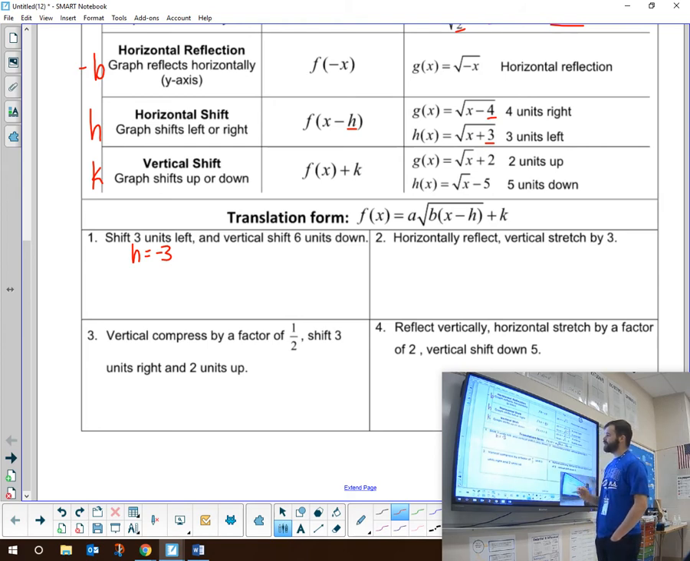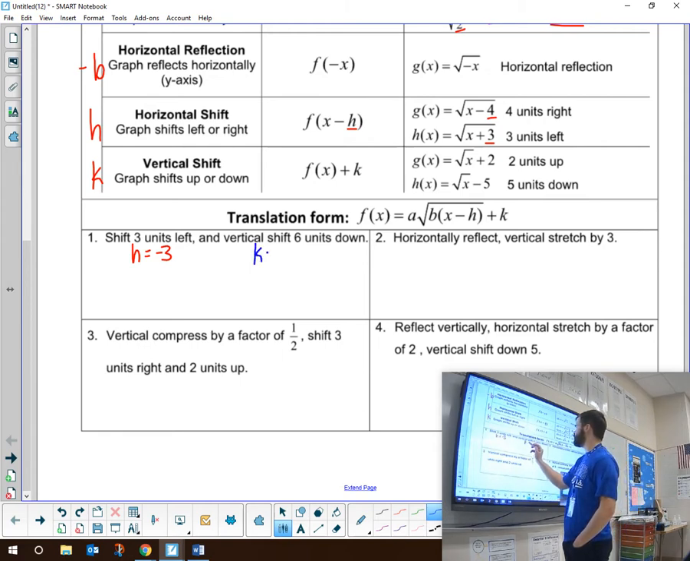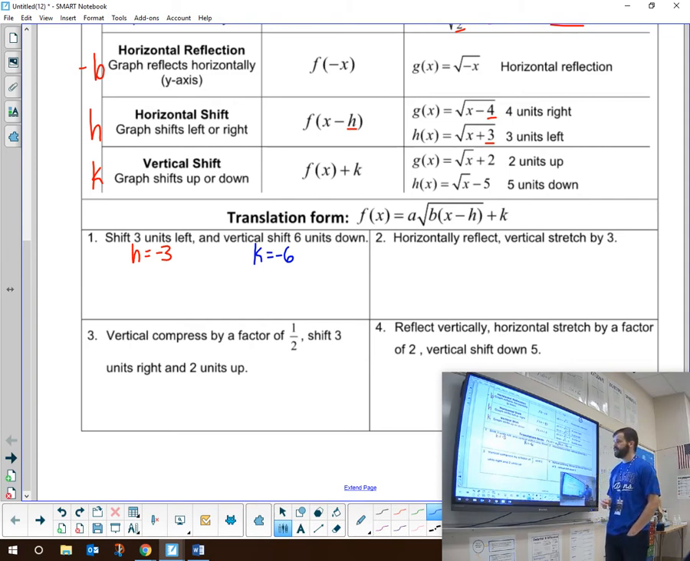And then a vertical shift 6 units down. So we're going to go down 6 units. That means we're going to have a vertical shift down 6. Okay, so h is -3, k is -6, so we're going to go to the left 3 and down 6. Now let's write our equation.